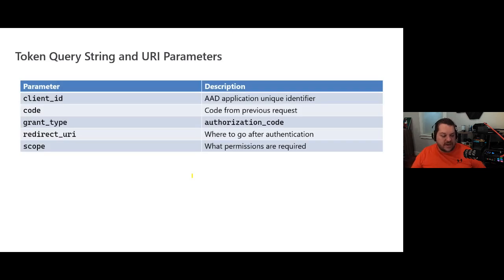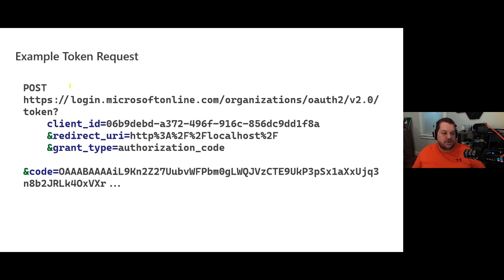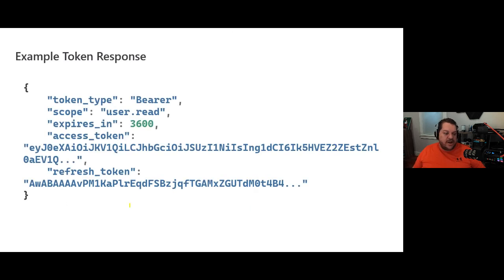I'm going through these a little bit faster because I want to get to the hands-on demo. Just to show you an example, HTTP POST, same URI, login.microsoftonline.com, organizations, OAuth v2.0. But this time, instead of authorize, we're going to the token endpoint, and we're sending all of our data as part of the body of the request. Our token response will have what type of token it is, which is a bearer token, what scope this token will work for, how long this token will live before it expires, and the actual content of the access token itself. If your application is still running and we get past this expiration time, you'll need your refresh token to go back and get a new one.